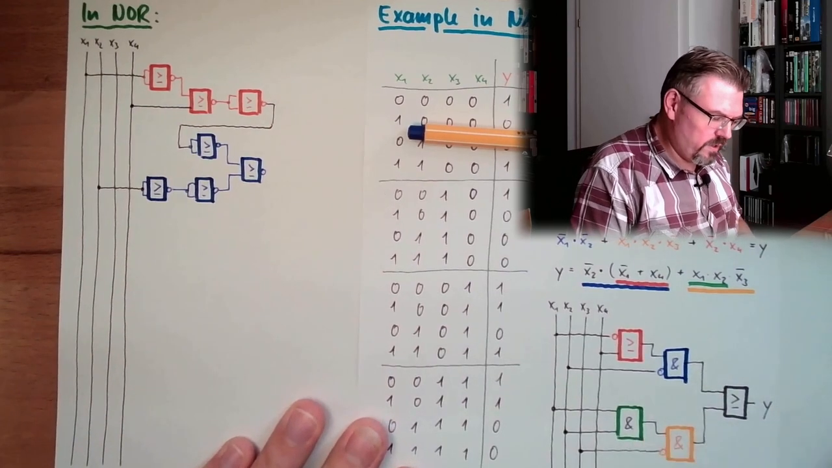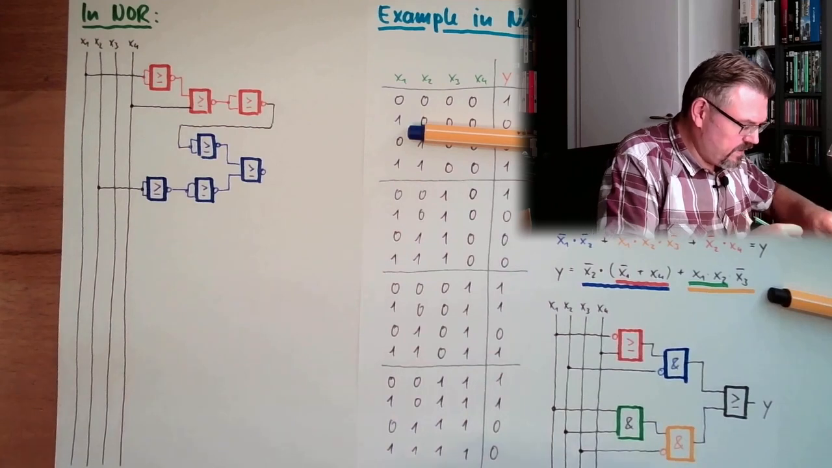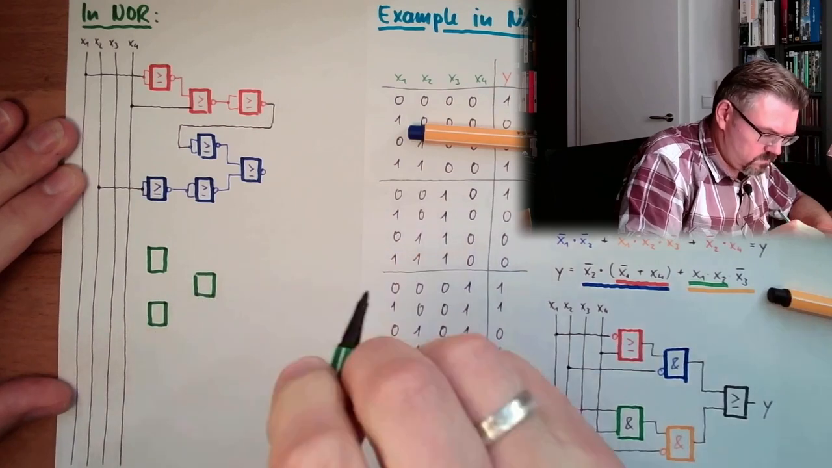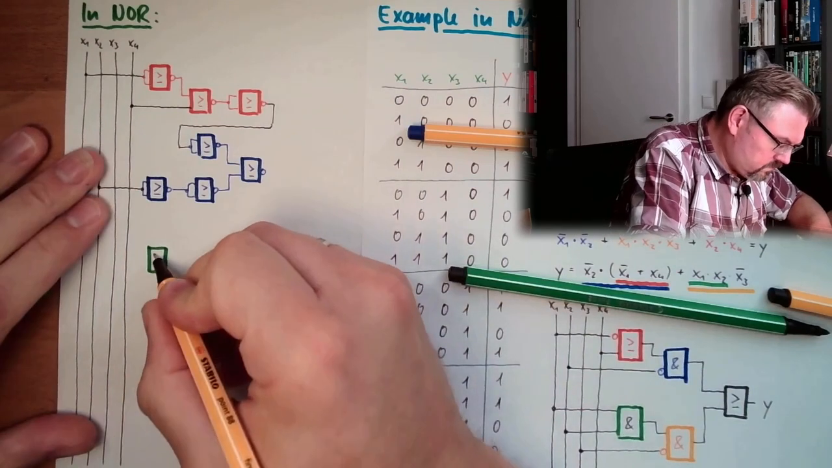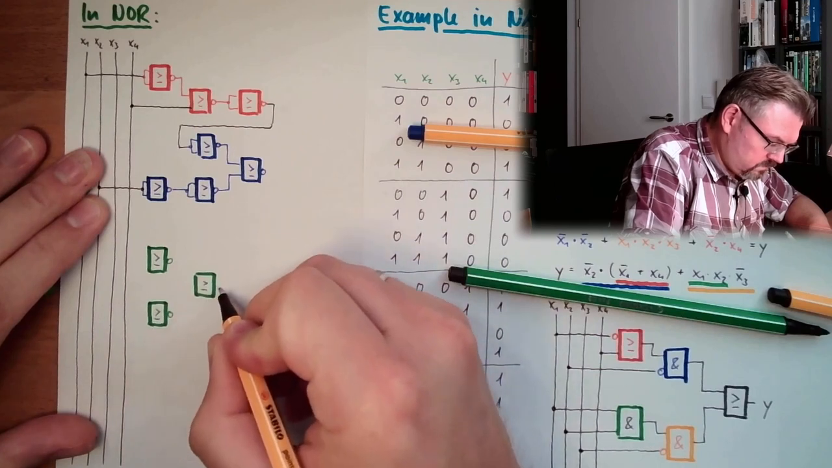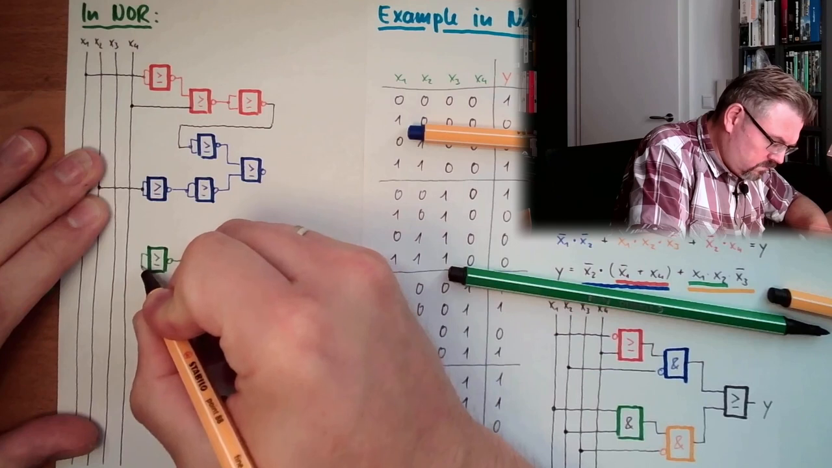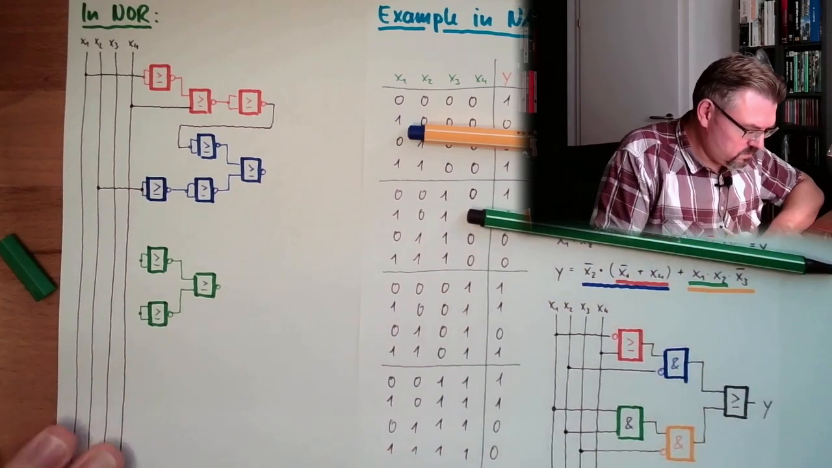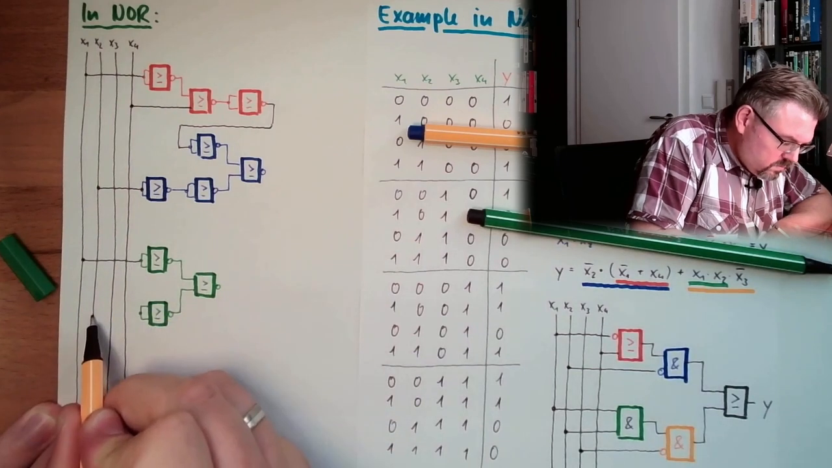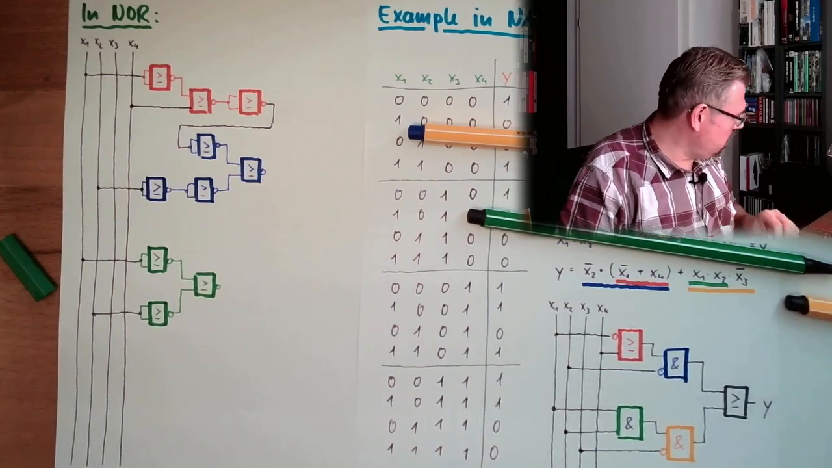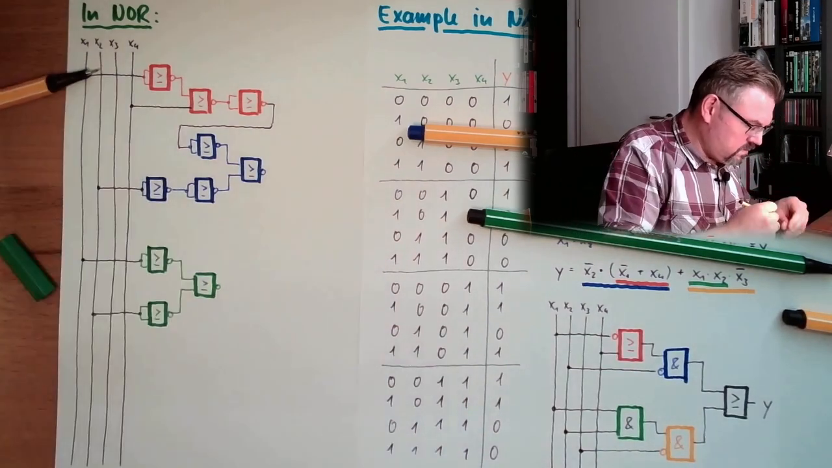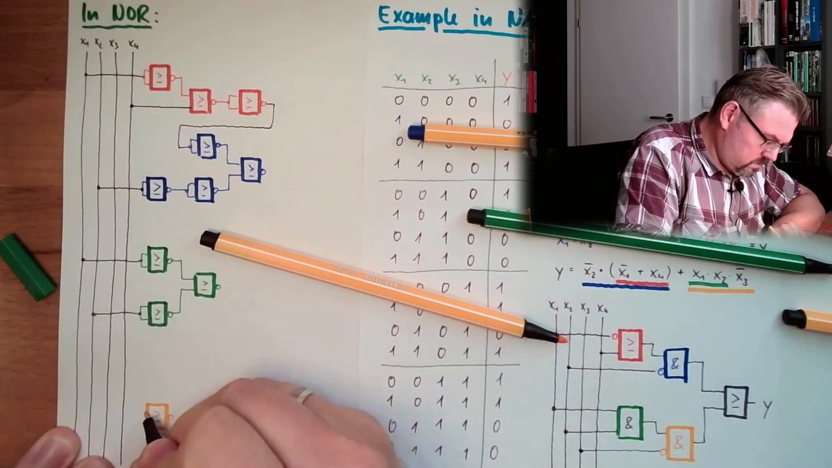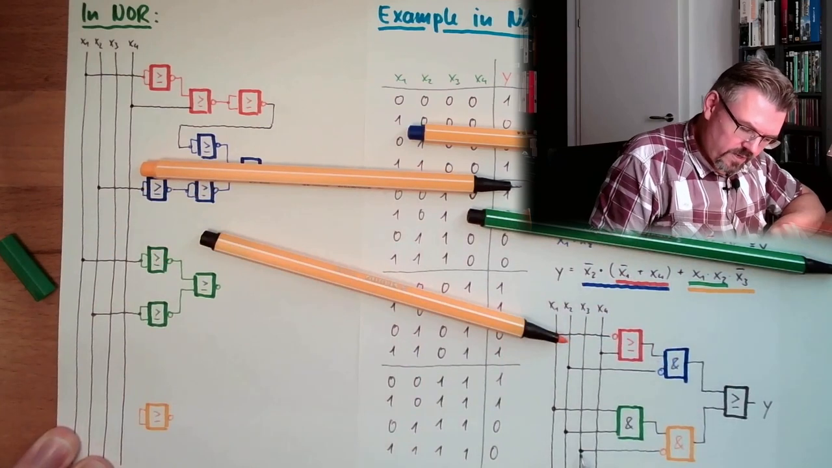And now we do the green one. The green one, there is an AND. And looking like this, so I draw an AND. There we go, that's the AND. And it's coming from X1 and X2. Then we need this one, so we need a NOT. This is the NOT, and this is coming from X3.